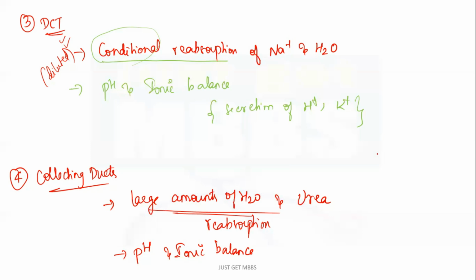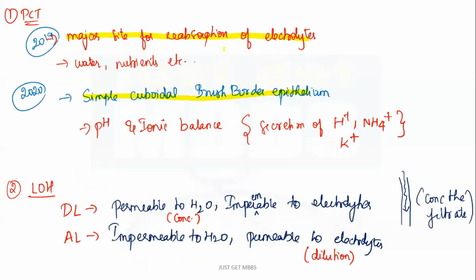So these are some important points. From this video, what you must take away is that the functions of tubules are a very, very important NEET question. So conditional reabsorption, think about DCT. Amount of water reabsorption, collecting duct. If somebody asks you about the major site of reabsorption of electrolytes, simple cuboidal brush border epithelium, PCT. And loop of Henle, you have to know these statements. So concentration is with respect to descending limb, dilution with respect to the ascending limb.